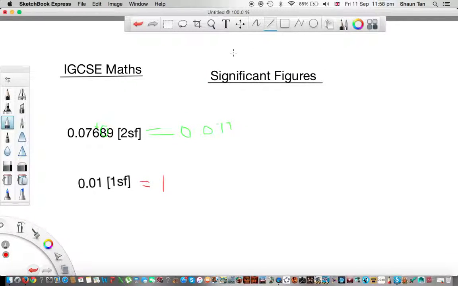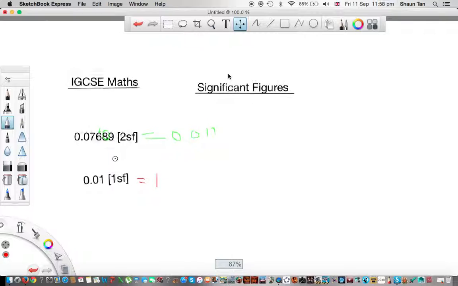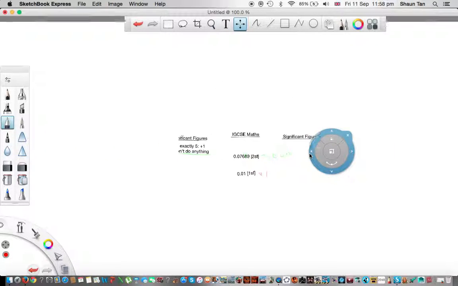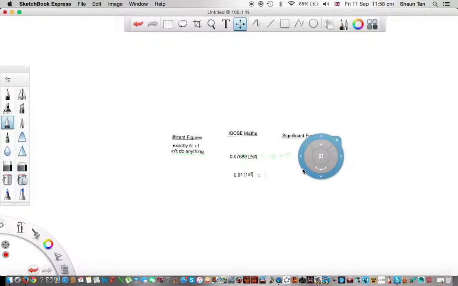significant figures and rounding. So now I'll just zoom out so you know what we were doing. And yeah, that's about it.